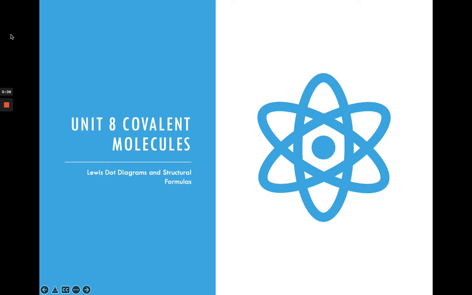Hi, chemistry students. This is your introductory lesson on covalent molecules. Specifically, we're going to talk about how you use Lewis dot diagrams to draw the structures, sometimes called the structural formulas, of covalently bonded molecules.